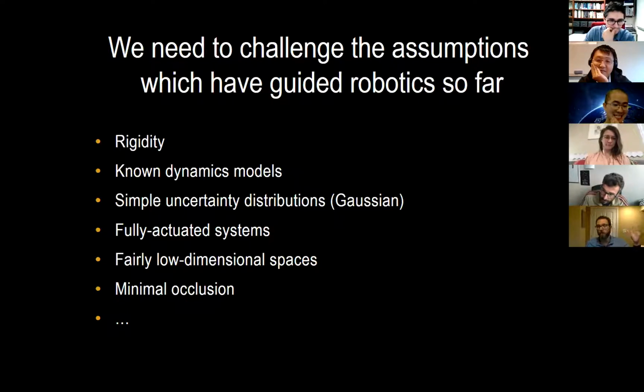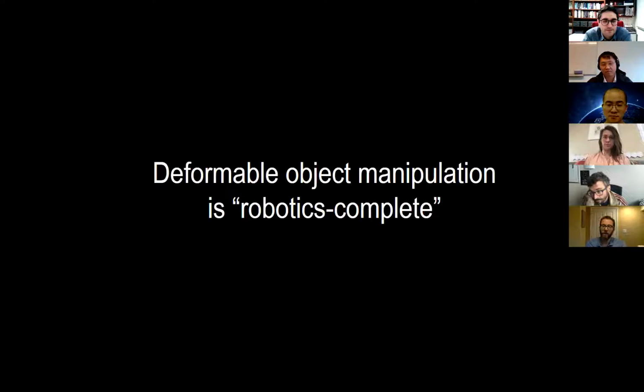So also we're used to dealing with fully actuated systems, low dimensional spaces, minimal occlusion. This occlusion thing, we've been working on it in several contexts in my lab. This is such a huge deal, right? Just assuming that I'm going to be able to have vision estimates that can recognize and localize an object when it's heavily occluded is a really big and often unjustified assumption. So that's kind of what I see as the barriers to enabling deformable object manipulation.